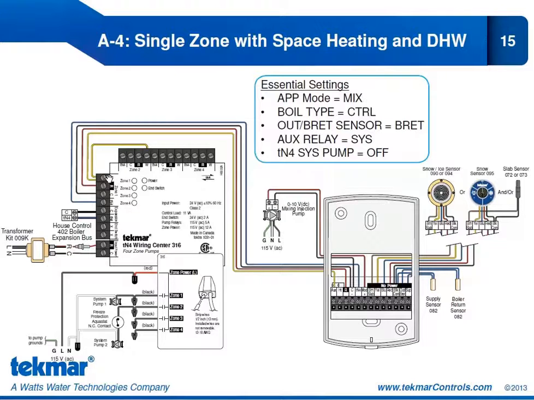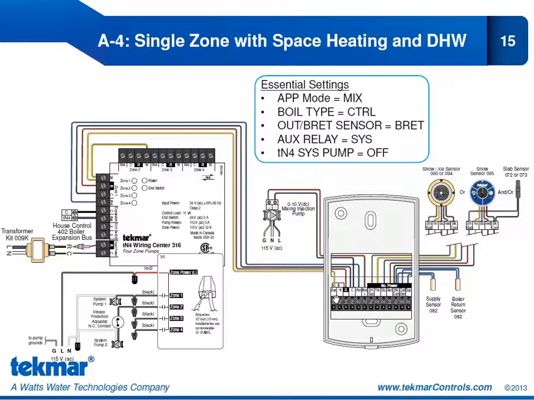Now here's where it gets a little tricky. We're also going to add a jumper to connect the W from zone 1 to the W at zone 2. The reason we're going to do that is because we want to operate system pump 1 and system pump 2, so both of those pumps will be enabled whenever that auxiliary relay closes.